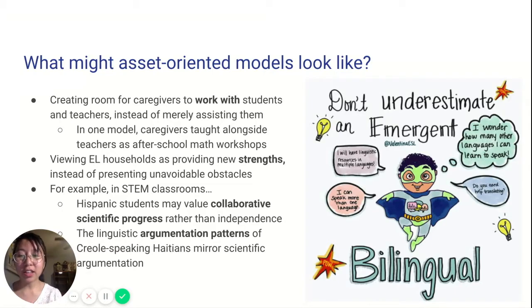Another study saw that the linguistic argumentative patterns of Creole-speaking Haitians, so the way that Creoles argued, mirrored the way that scientists argue in a scientific journal. So by building on the language patterns of the first language that the students already speak, they might actually have an advantage in a science classroom over an English-speaking student. That's a great way to celebrate a student's bilingualism and bring the assets of their language into the classroom.